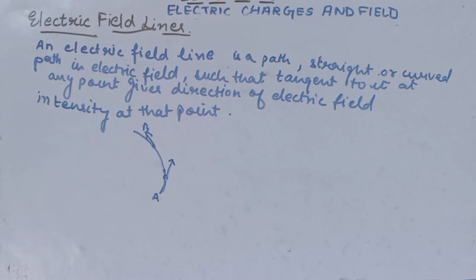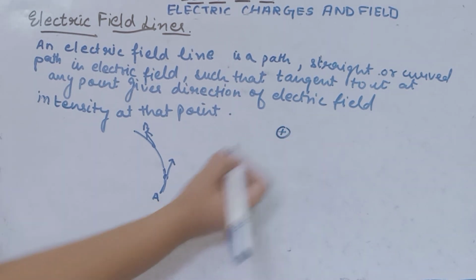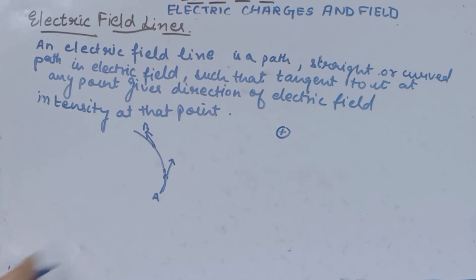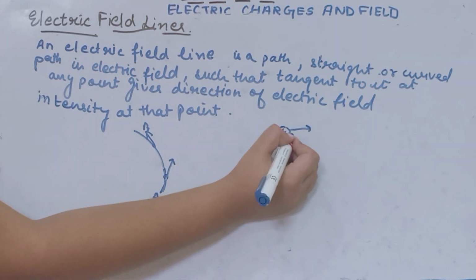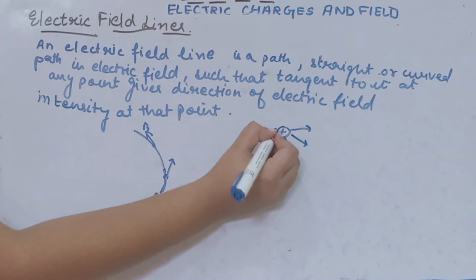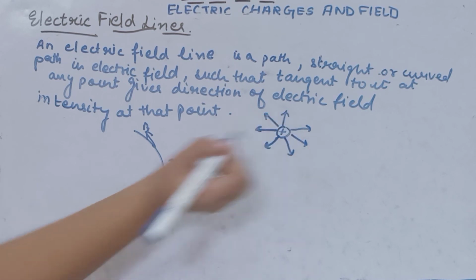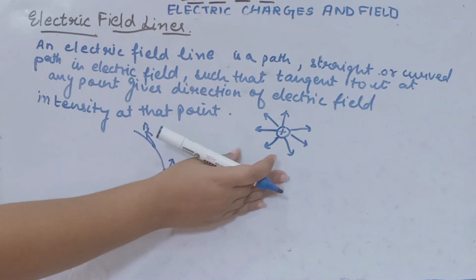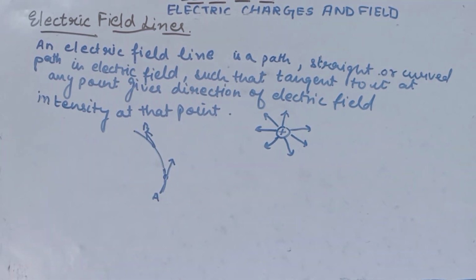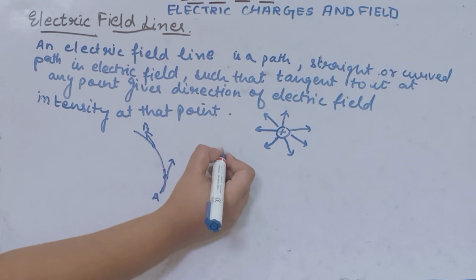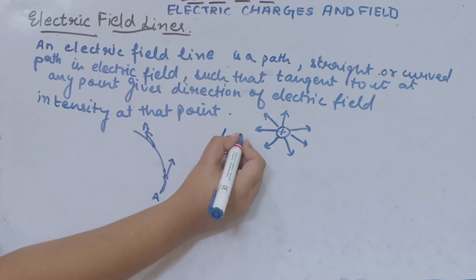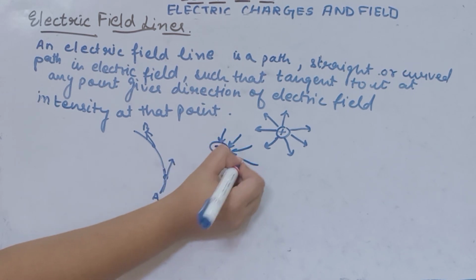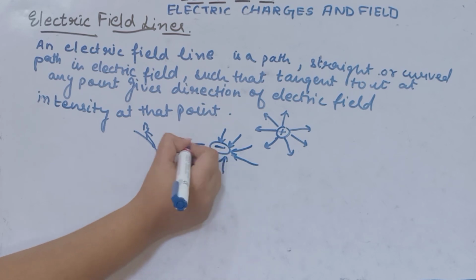Now, let us draw the directions of electric field for different cases. Suppose we have a single positive charge. As already explained, direction of electric field lines will be outward. Fine. So this is the sort of electric field lines we get in case of a positive charge. For the negative charge, this is the kind of electric field lines observed.